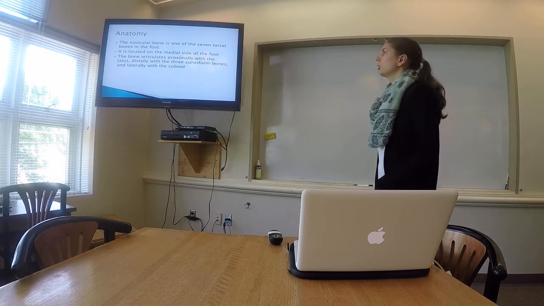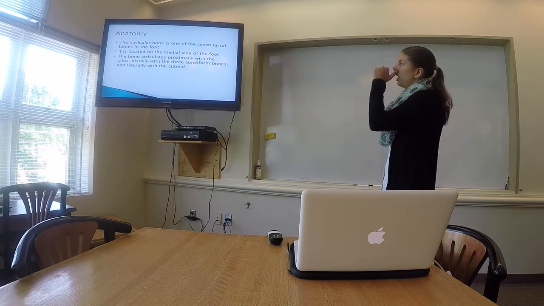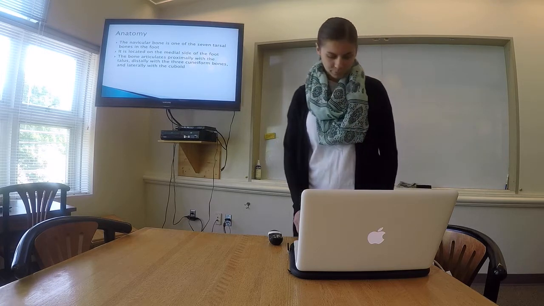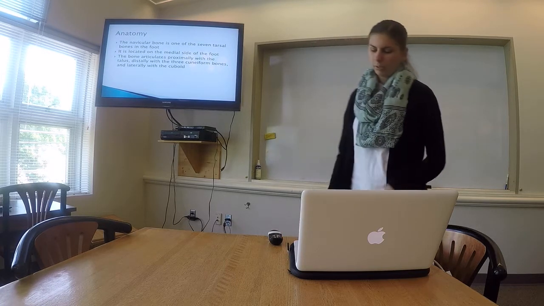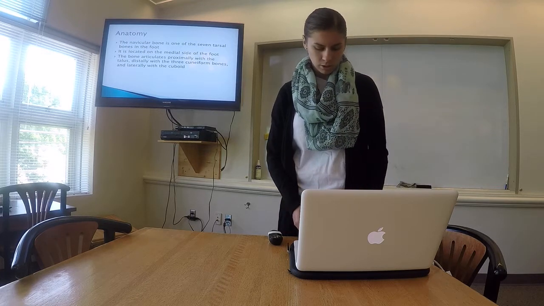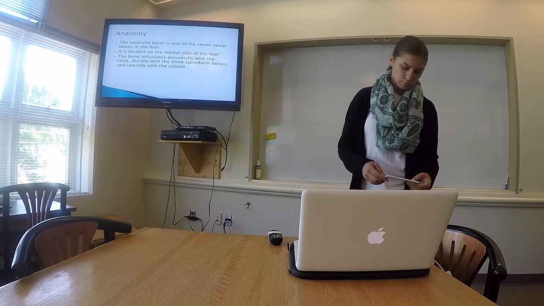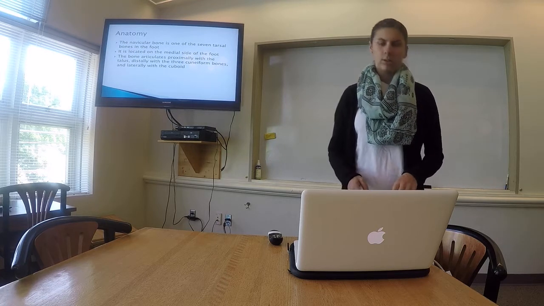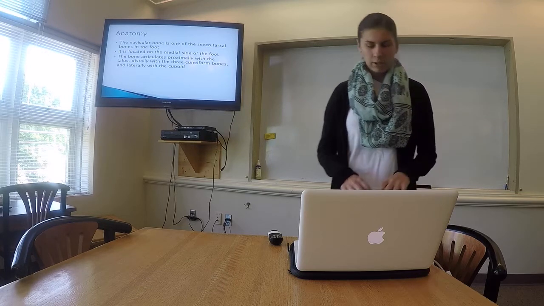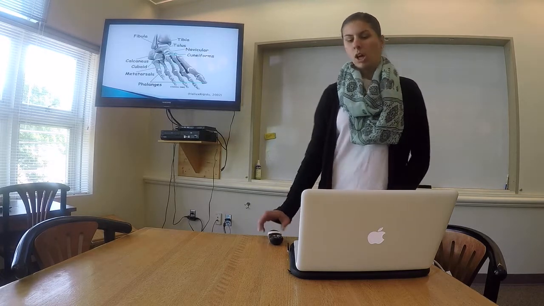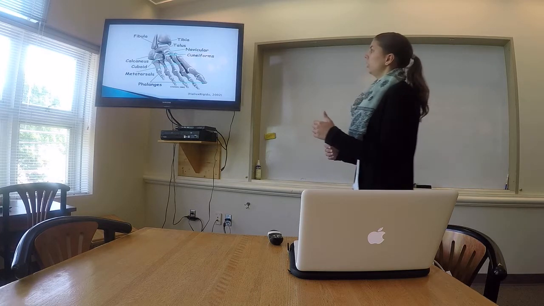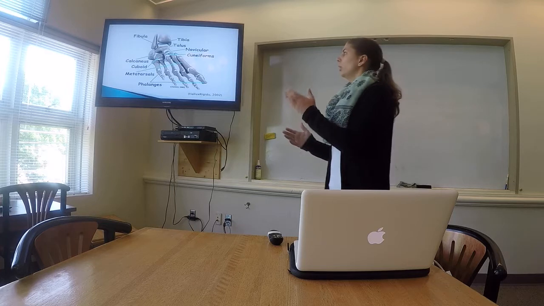Some basic structures of the navicular bone. It's one of the 7 tarsal bones. It's located medially, on the medial side of the foot. It articulates proximally with the talus and distally with the 3 cuneiform bones, and laterally with the cuboid. In this picture, you can see how the navicular bone sits in between the talus and the cuneiforms, and then the cuboid on the other side.